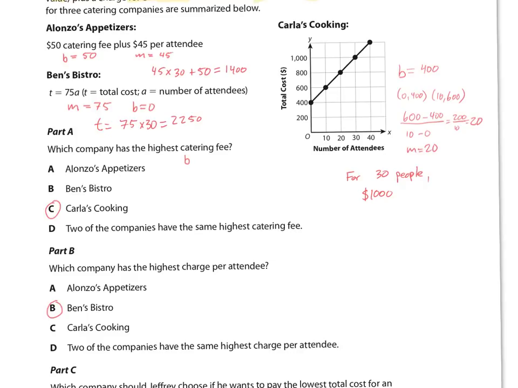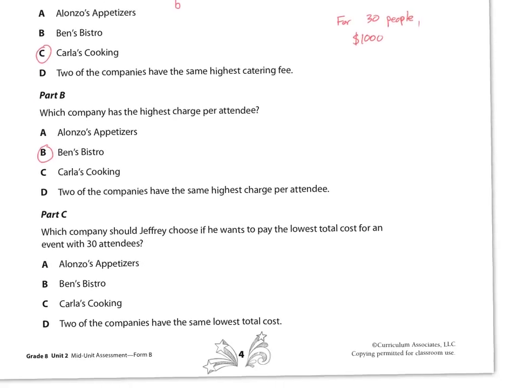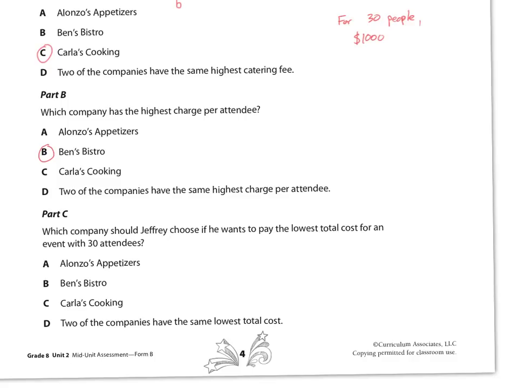Now, when you look at all those prices and look at all the work, you see that the cheapest option is going to be Carla. Even though it has the highest initial value, the rate of change is lower, which is going to make it cheaper for everyone. So we're actually going to put Carla's.